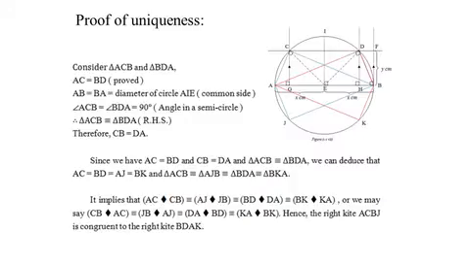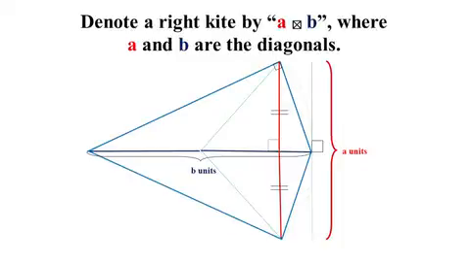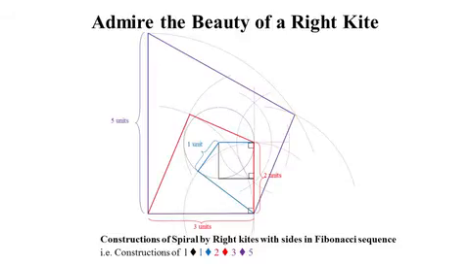Not only can we construct two kites, we also prove that these two kites are congruent to each other, and the kite is unique. So now we can also denote a kite by A cross B, where A and B are the diagonals. Well, not only to solve problems, people study mathematics to admire the beauty of mathematics.